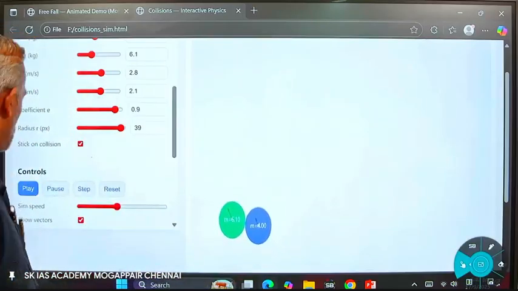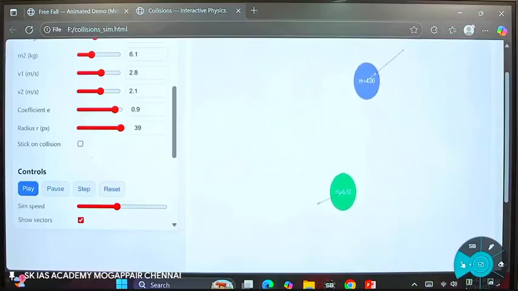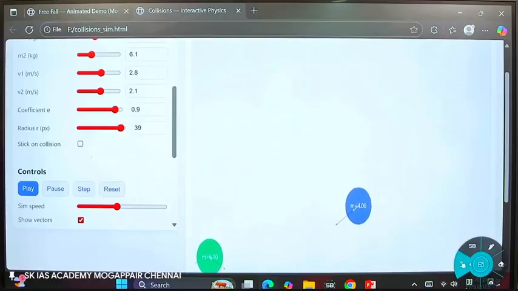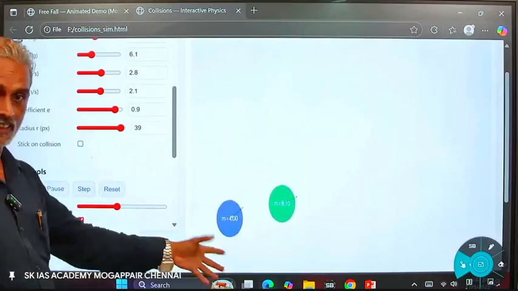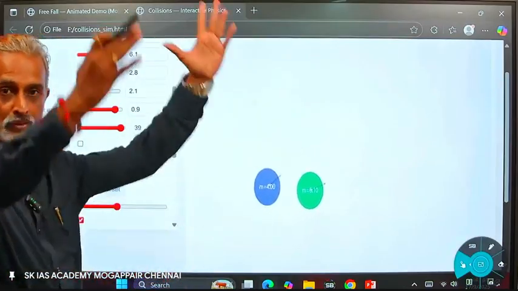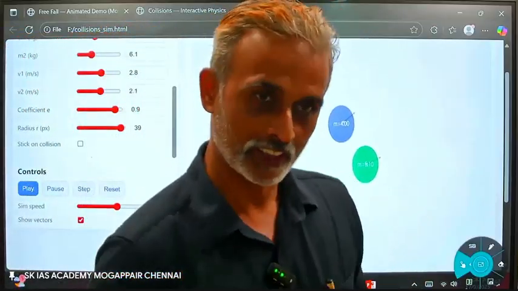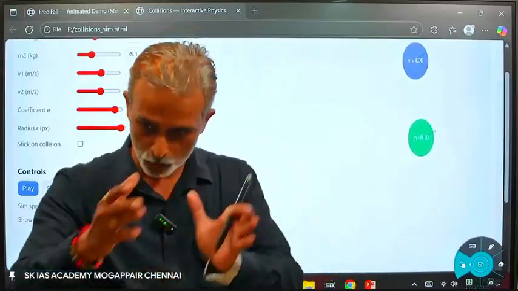Okay, suppose you don't want to see there. Now it is not going to stick; it will collide and move. Okay, so we can say that this is a 2D collision. So you understand a little bit of one dimensional collision, elastic collision, and 2D collision, understand?